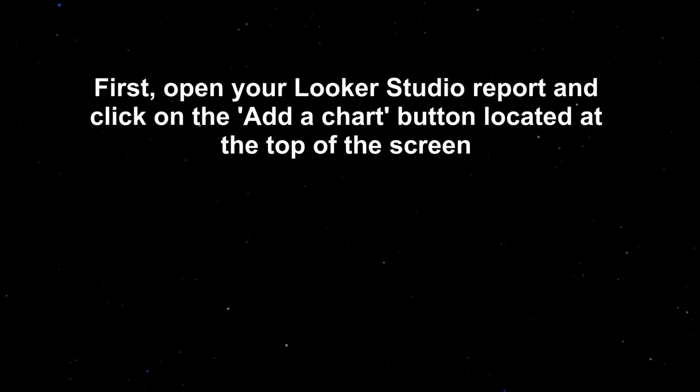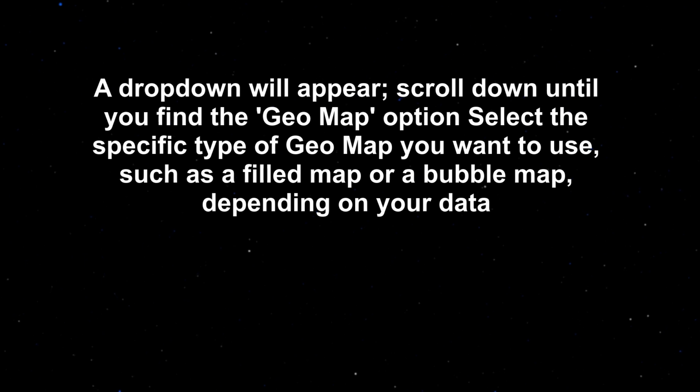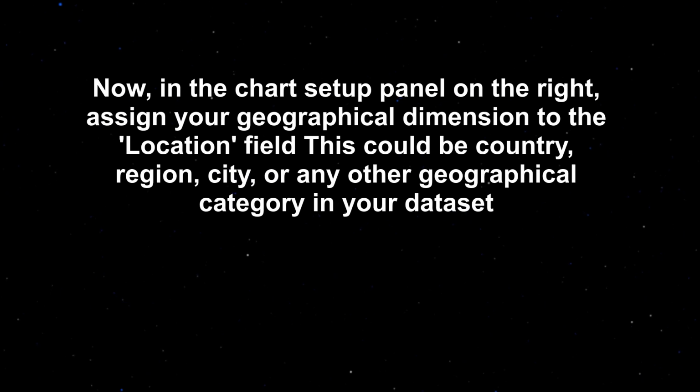First, open your Looker Studio report and click on the Add a Chart button located at the top of the screen. A drop-down will appear. Scroll down until you find the Geo Map option. Select the specific type of Geo Map you want to use, such as a filled map or a bubble map, depending on your data.